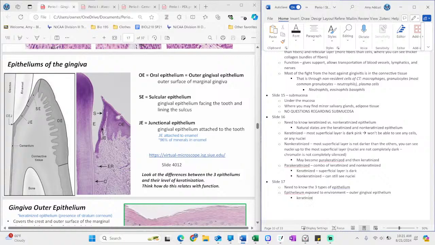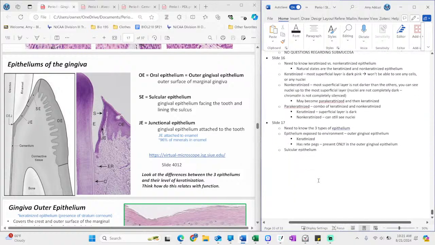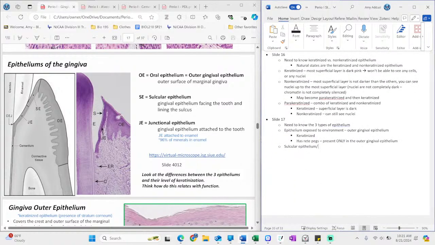And if you look at the end, you see that undulation. Those are the rete pegs of the epithelium. And those rete pegs are present only in the outer gingival epithelium. That's the main thing that you can use to distinguish between the three types of gingival epithelium. The second is the sulcular epithelium, sometimes also known as inner gingival epithelium. And this is non-keratinized, but sometimes, and generally close to the top, it can be parakeratinized.